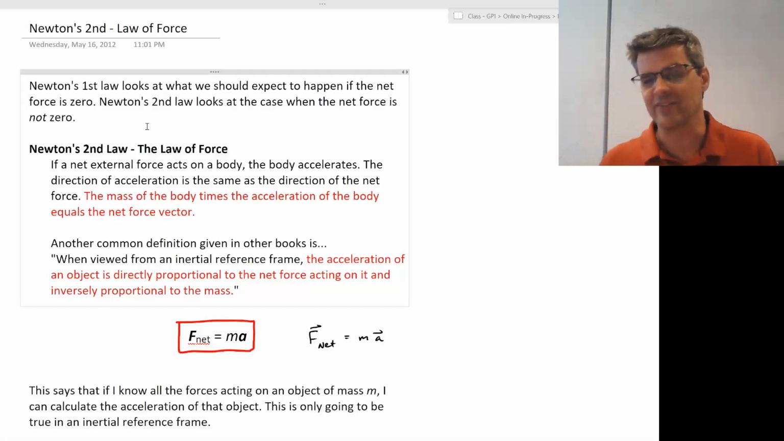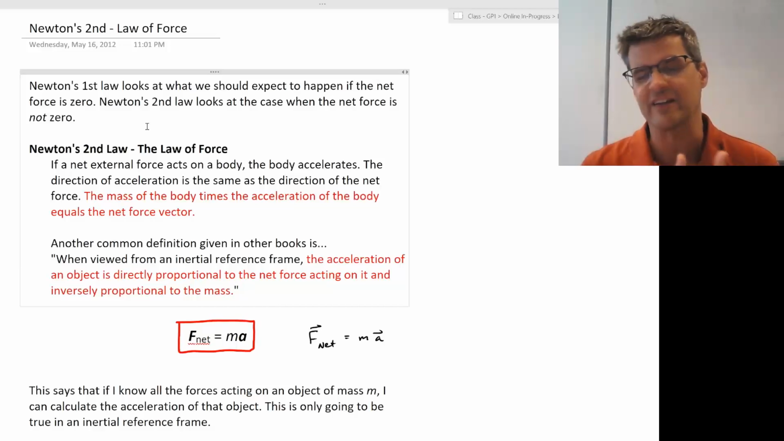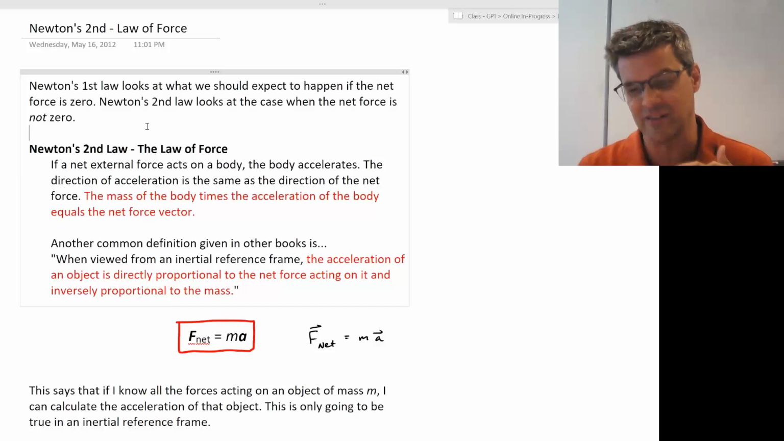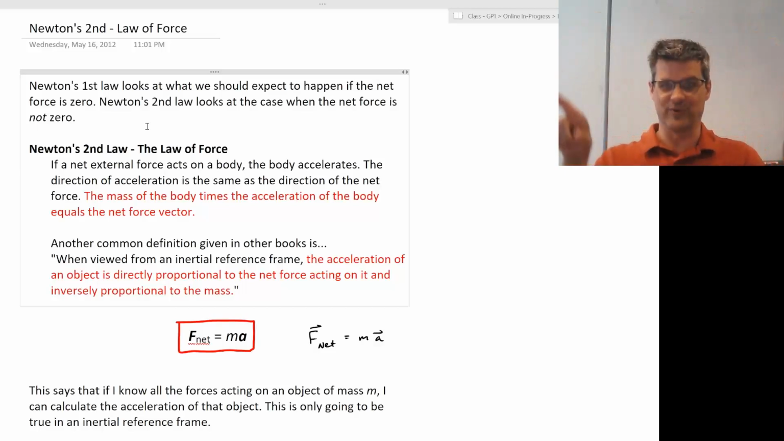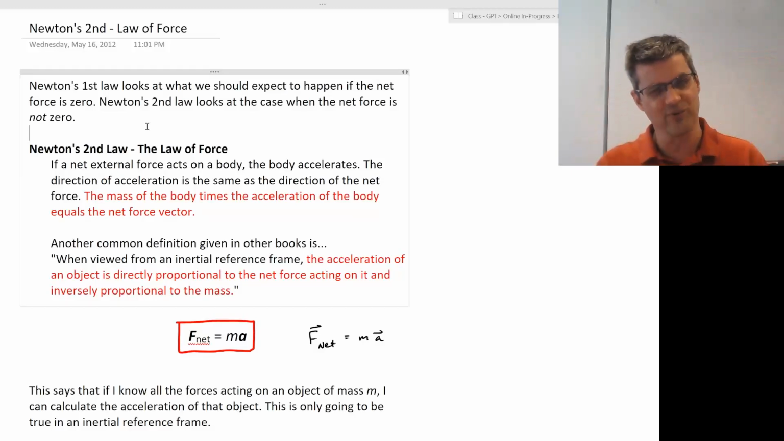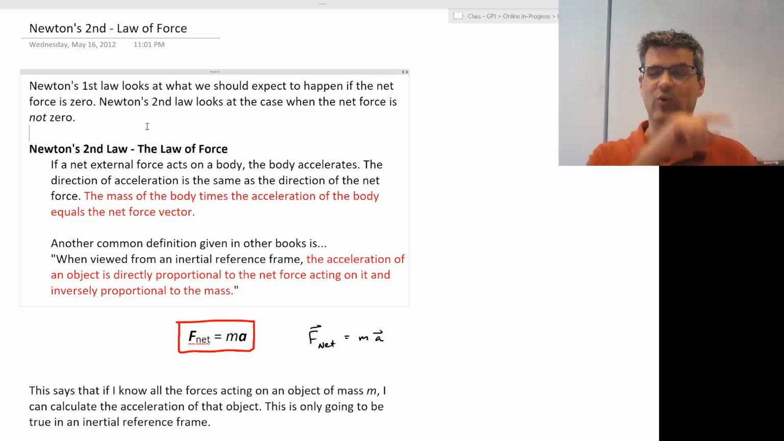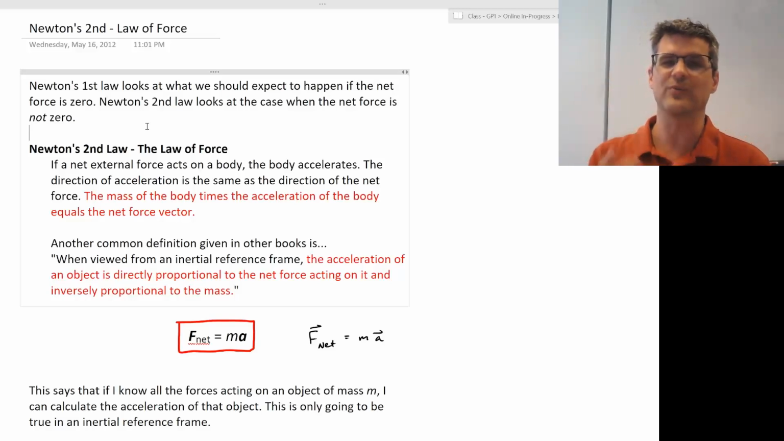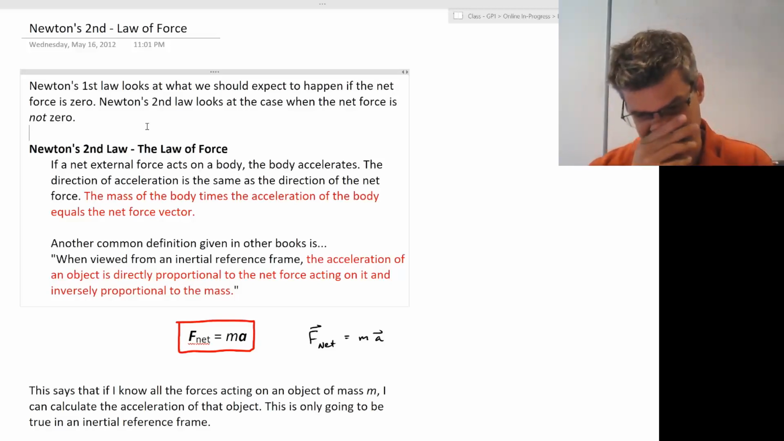One way to say his second law is that if a net external force acts on a body, the body accelerates. The direction of acceleration is the same as the direction of the net force. The mass of the body times the acceleration of the body equals the net force vector. Lots of forces can work on some object. And when you look at all of those forces and how they vectorially sum with each other, that will tell you the direction of acceleration. The net force is going to be proportional to the acceleration of the object.